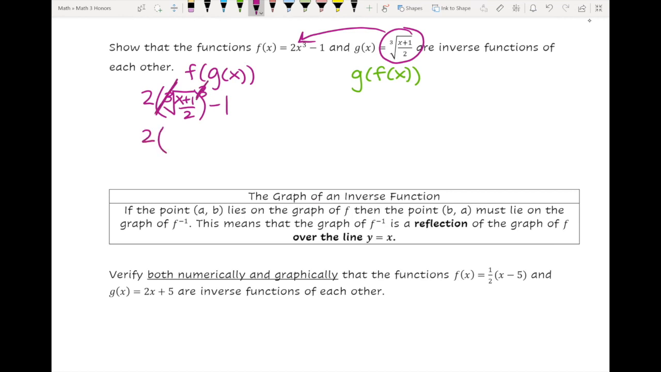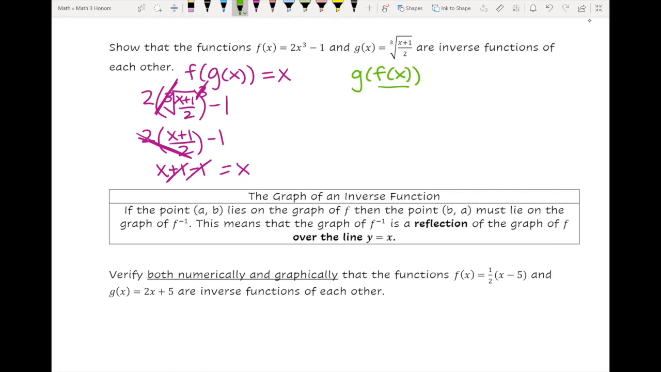So I'm now at 2 times (x plus 1) over 2 minus 1. I've got some more inverses. I'm multiplying by 2 and dividing by 2. So those are inverses. Those undo each other. I'm down to x plus 1 minus 1. And then addition and subtraction are inverses. So this does equal x. Good. My f of g of x equals x. Now, both have to be true. Let's try the other one.